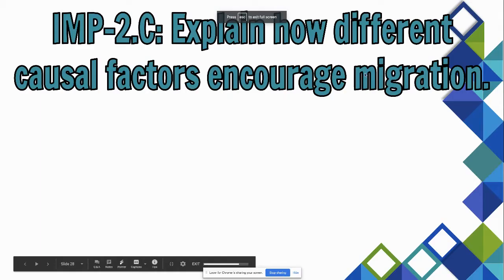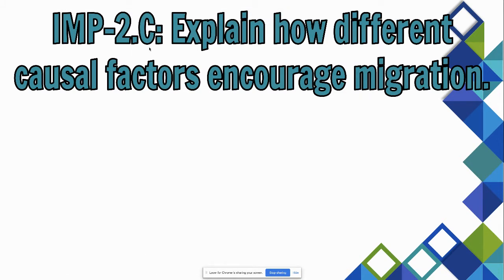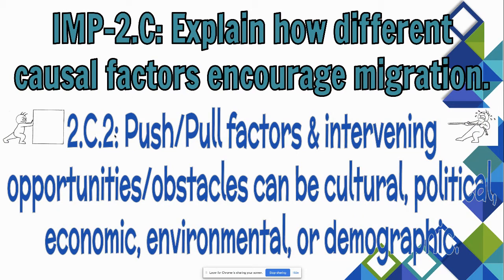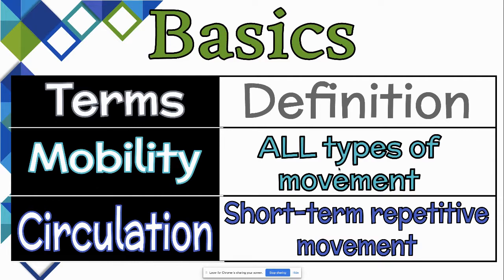All right, so we are still working on IMP 2C. Explain how different causal, remember we're doing cause and effect, factors encourage migration. So what we're going to look at today is 2C2, which is push, remember push and pull factors. And this is a big thing we're going to look at later in the lesson. Intervening opportunities and intervening obstacles can be cultural, political, economic, environmental, or demographic, like what we went over last lesson. All right, so this is where your notes pick up, and I don't have any of the animations or anything for us.